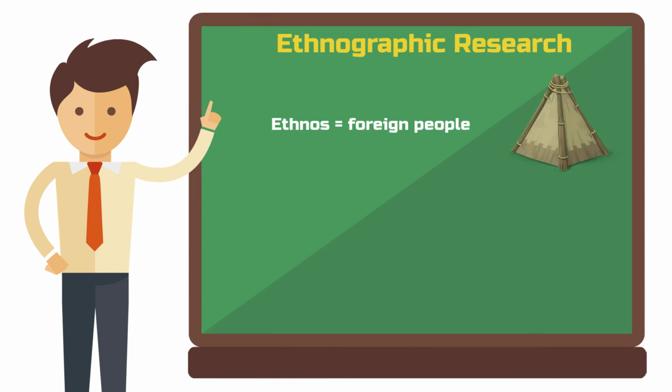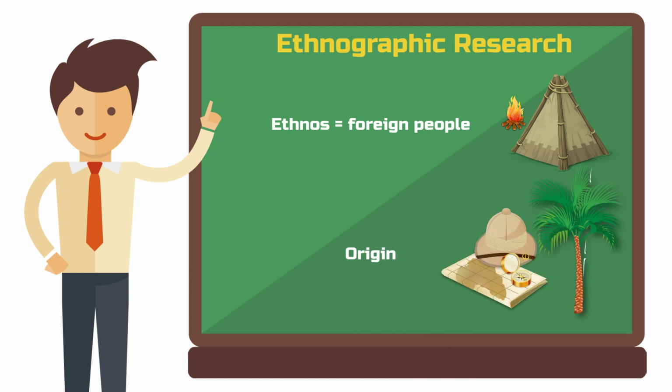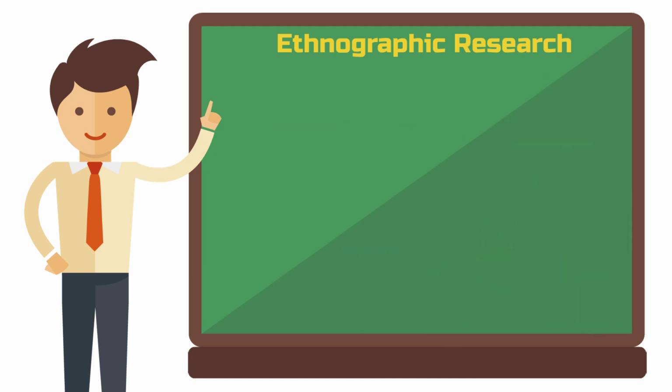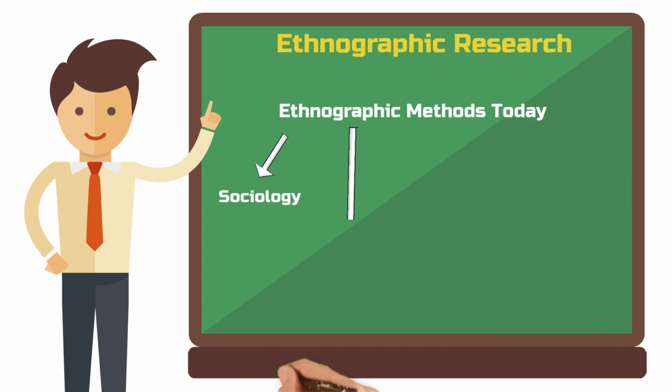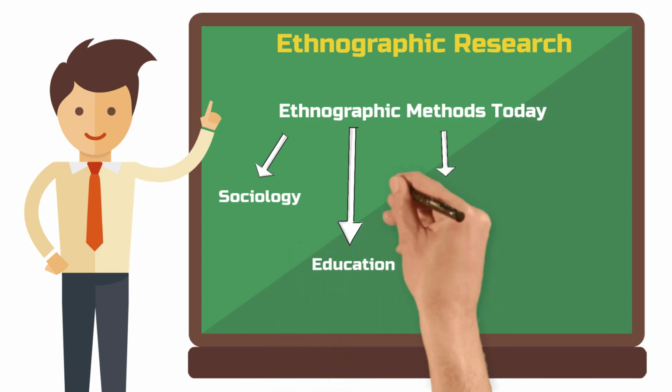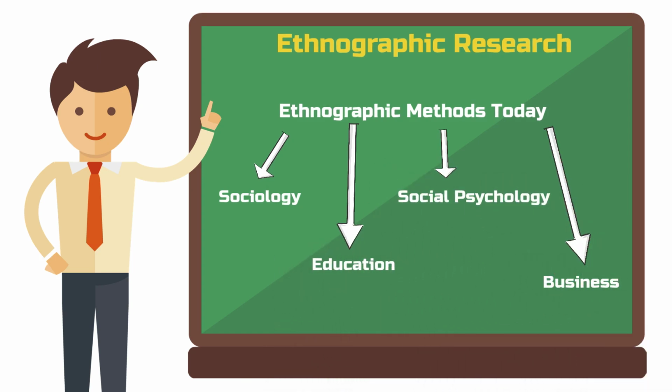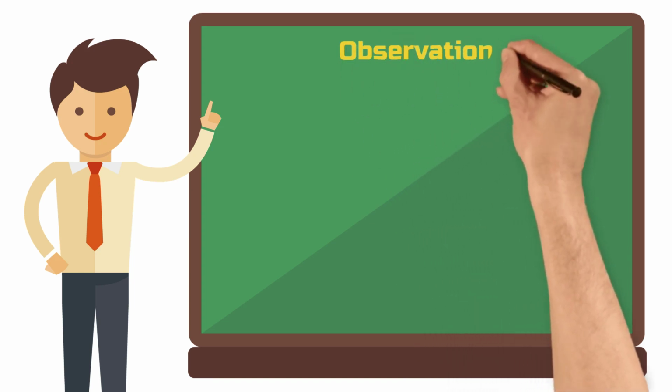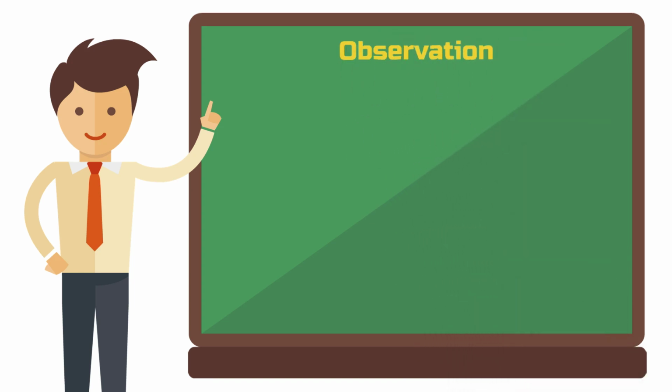Ethnographic research has its roots in anthropology and ethnology. Traditionally, it was used in expeditions to remote regions or isolated islands to study local populations, tribes, and their cultures. Today, ethnographic methods are widely used across many fields, including sociology, education, social psychology, and even business studies. Observation is probably the most well-known method in ethnography.